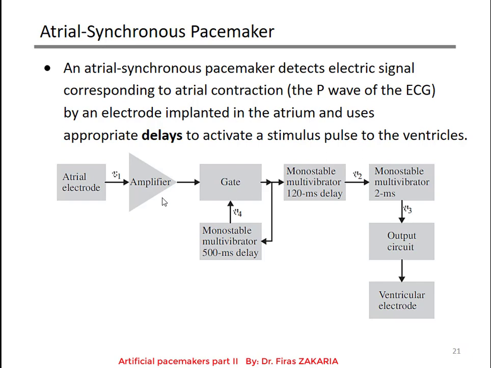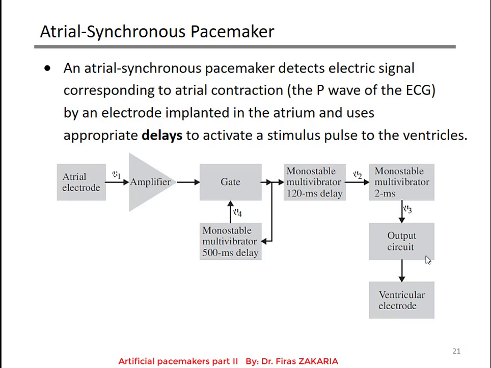It passes through an amplifier, then passes through a gate to a monostable multivibrator. This gate ممكن تكون a transistor. Now the multivibrator, this monostable multivibrator, has a 120 millisecond delay. هيدا multivibrator gives a pulse V2 of 120 millisecond duration.